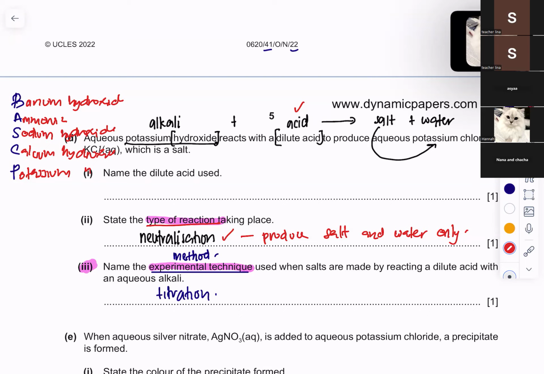Okay, and then they ask for the name of the experimental technique. The experimental technique is the method of neutralization, always titration. Remember that. Always titration. Titration uses the burette and conical flask.